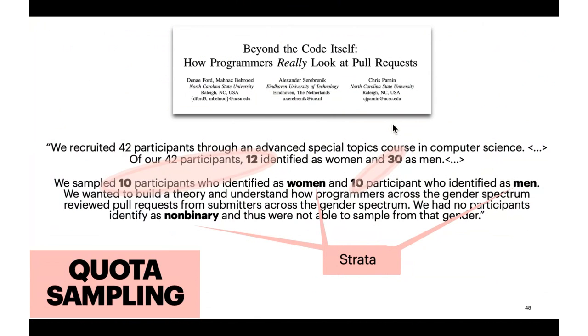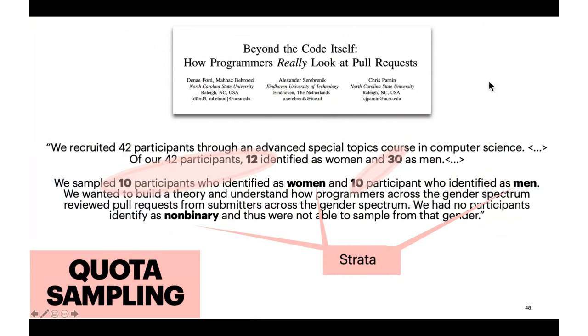So this is a quota sampling because the participants have been selected purposely. And this is also the case because representatives from the majority group are less likely to be selected, right? So men are less likely to be selected than women.